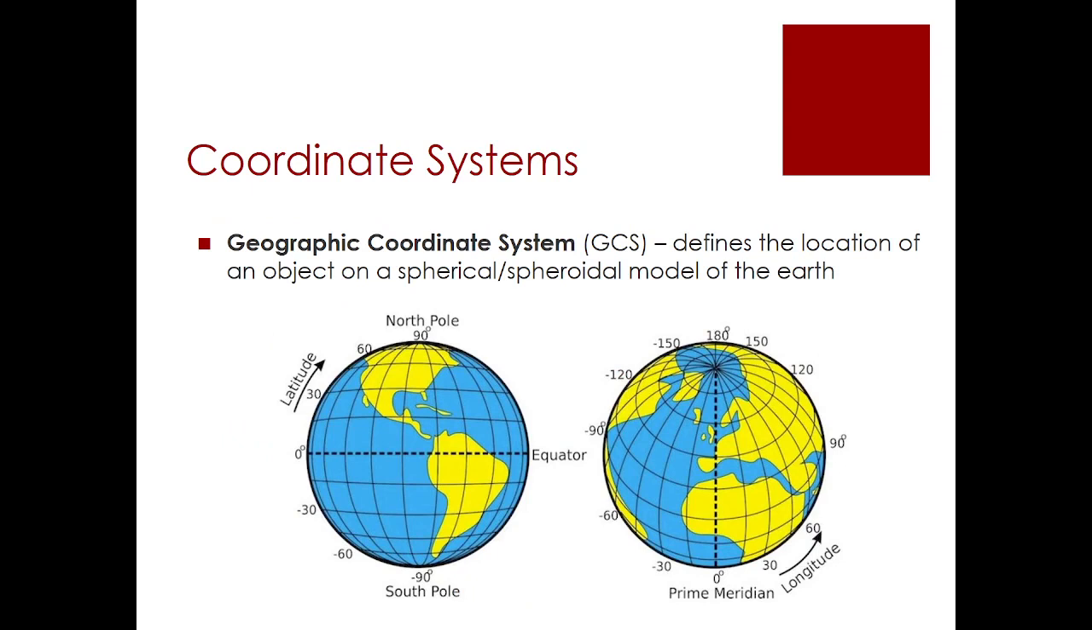So currently, there are two types of coordinate systems, basically how we label or identify things on the surface of the Earth. There is the GCS, or the Geographic Coordinate System. It defines the location of an object on a spherical or spheroidal model of the Earth. So as we discussed, it's not a perfect model, but it still works.